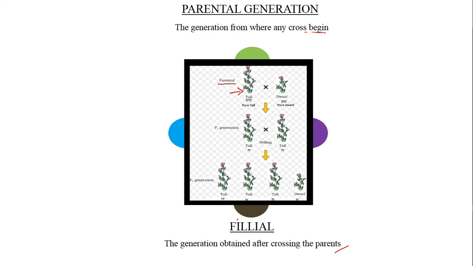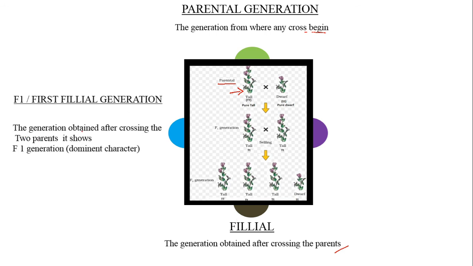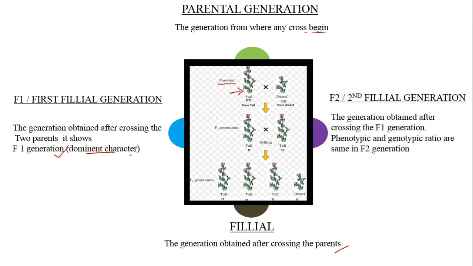So what are these F1 and F2 generations? At first, the F1 generation is the generation obtained after crossing the two parents. It shows only dominant characters. Whereas in the F2 generation, the generation obtained after crossing the F1 generation, the phenotypic and genotypic ratios are the same. Now, see the phenotypic and genotypic character.